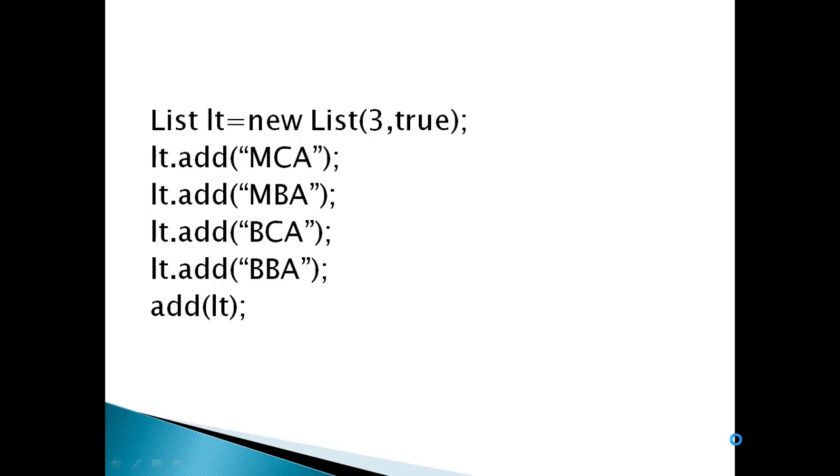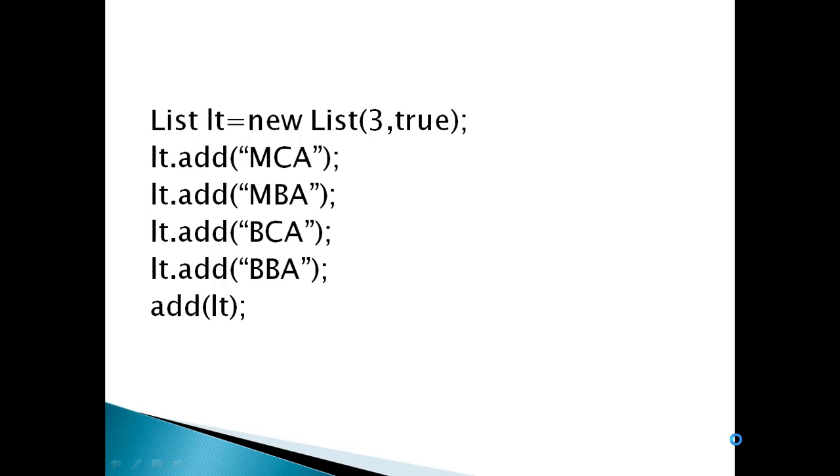Sample example for this, how to use the list. List lt = new List(3, true). Here 3 means by default we are seeing 3 items displayed on the screen, and true means this list is a multi-selector.